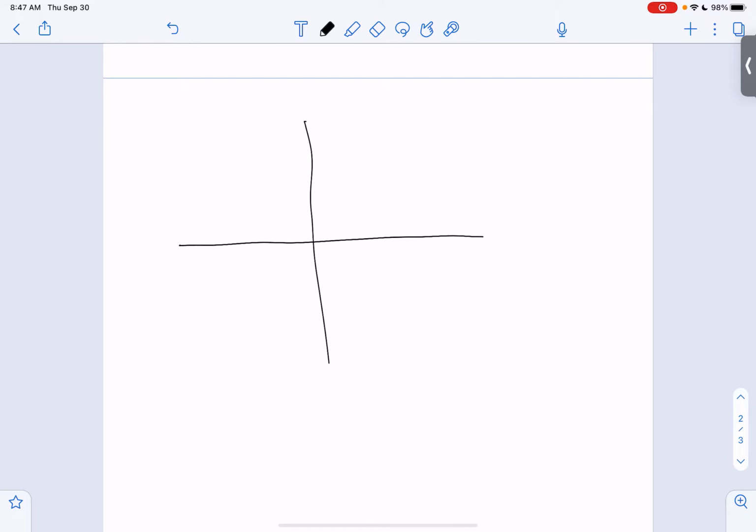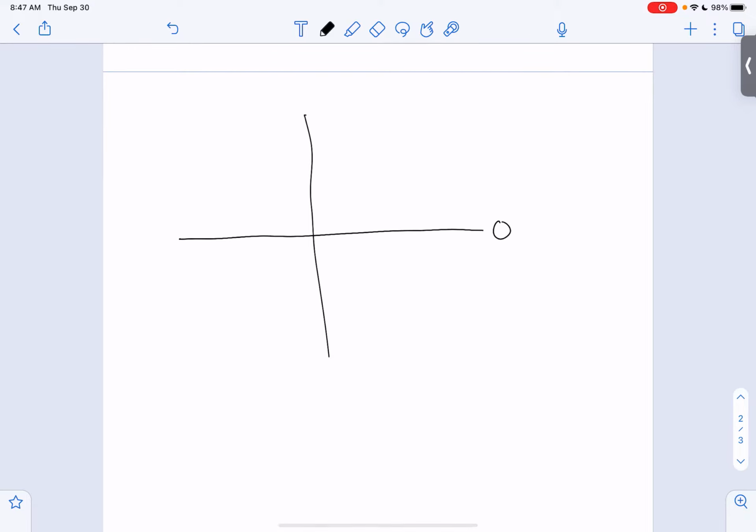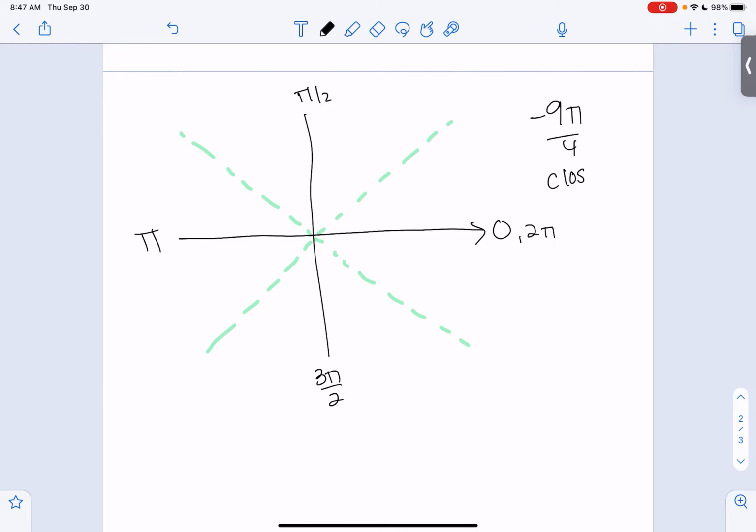What's nice about pi over 4s, this is something we definitely want to memorize before calculus. We have 0, pi over 2 on top, pi on the left, and then 3 pi over 2 on the bottom, and then it goes back to 2 pi. And what's nice about pi over 4s are those are the halfway marks. So it's pretty easy to count by pi over 4s. We were doing negative 9 pi over 4, which means we're going to go clockwise. We always start at the positive x-axis, so we're going to start here.